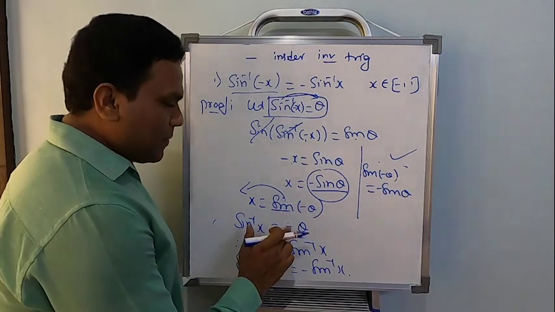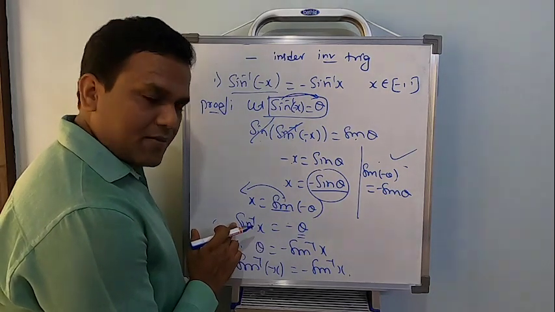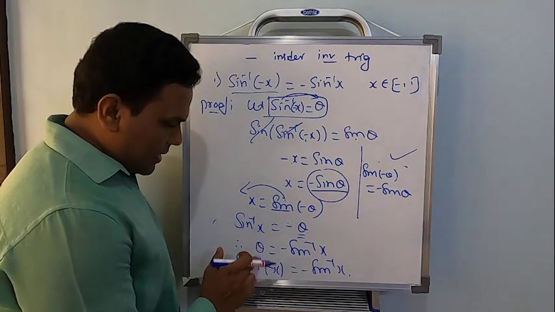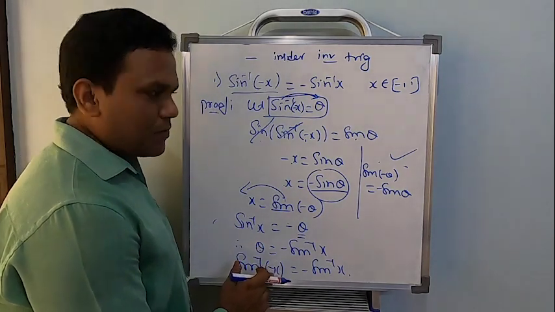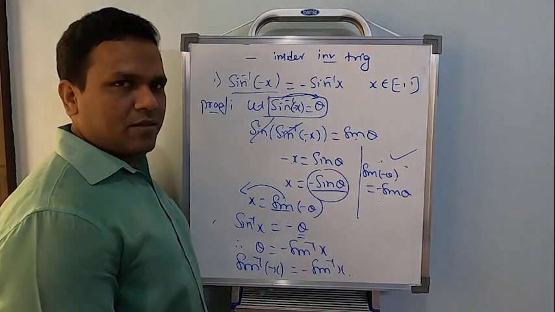Clear? Right. Now multiply the minus sign. So when I multiply the minus sign, this will become minus sine inverse x. So theta equal to minus sine inverse x. Lastly, to replace the value of theta, theta is sine inverse of minus x. You will be wondering, sir, why only sine of minus theta is chosen?